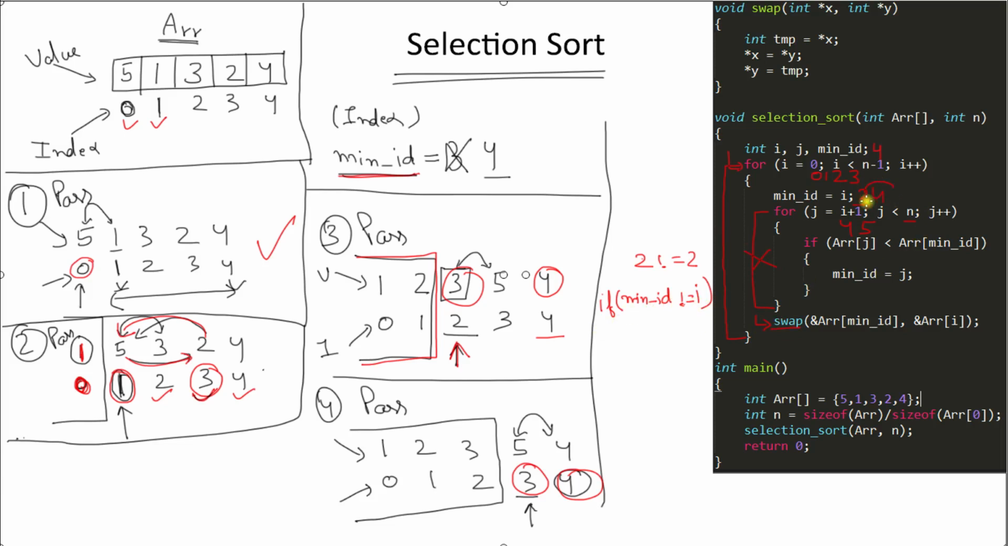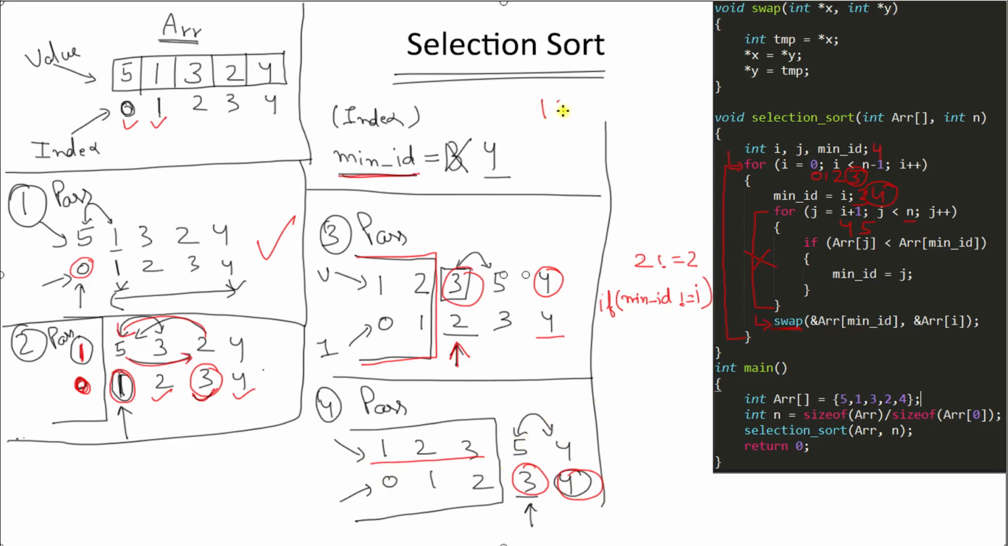So our minimum ID is 4 and I is 3. Okay, so both are not equal. That's why we will swap it. So third location will get swapped with fourth location. So this third location will get swapped with 4. So 5 will come here, 4 will go here, and this much was sorted.